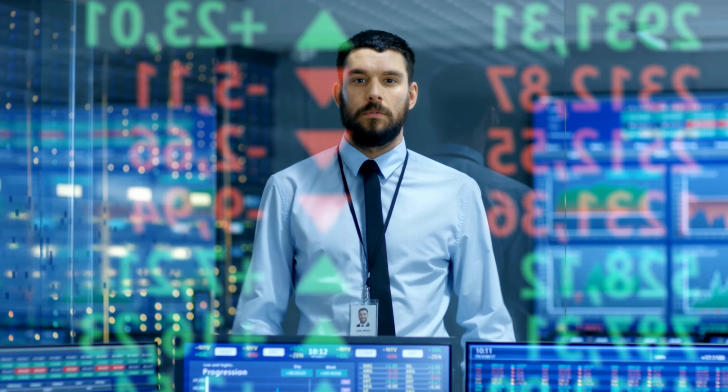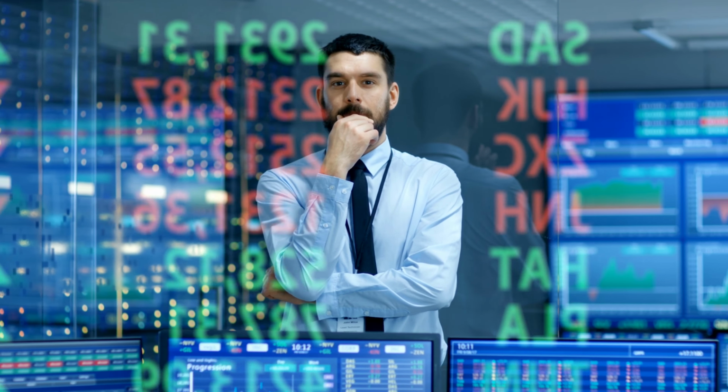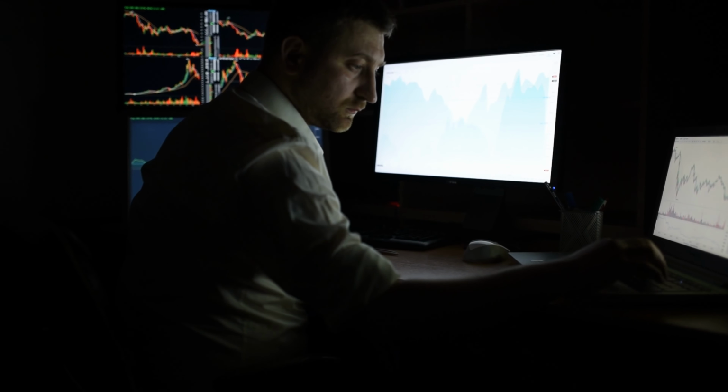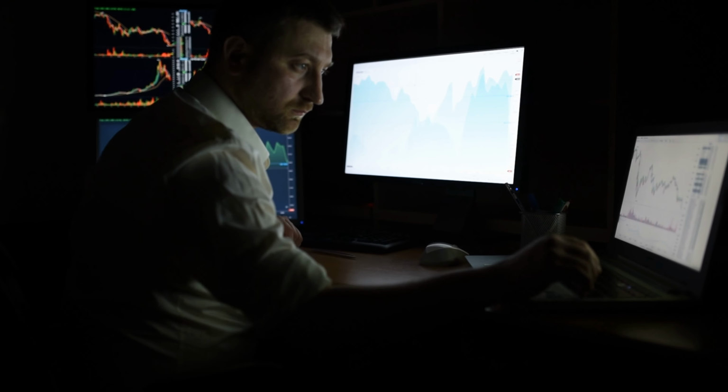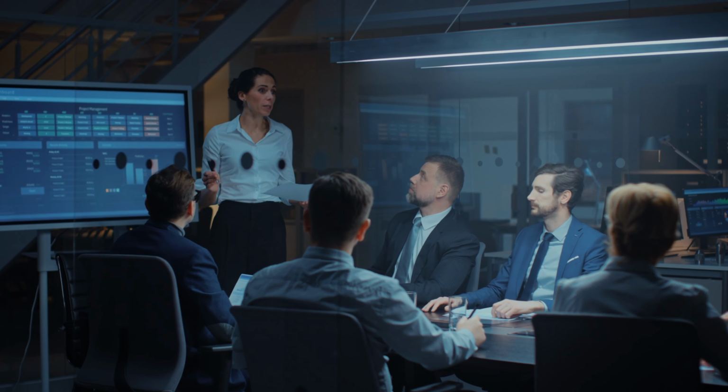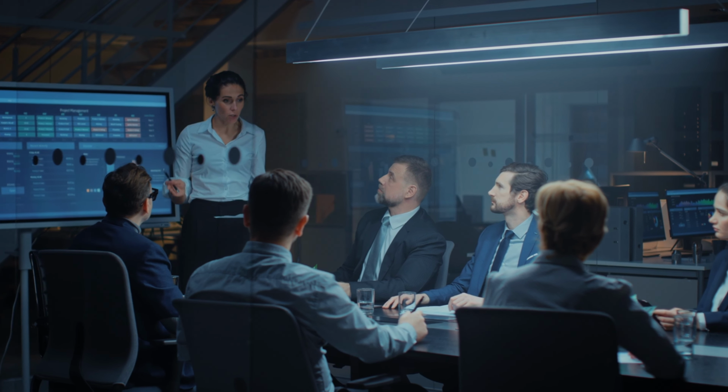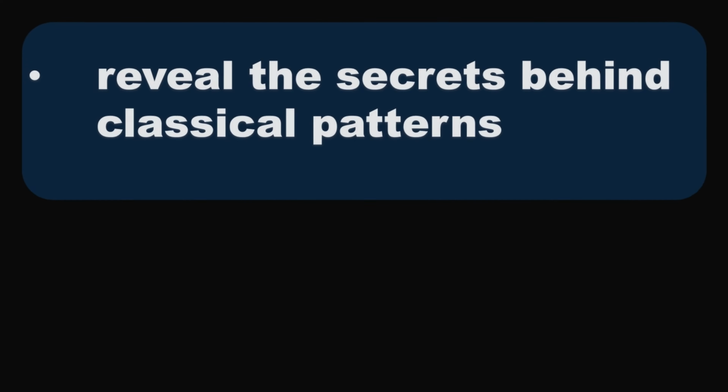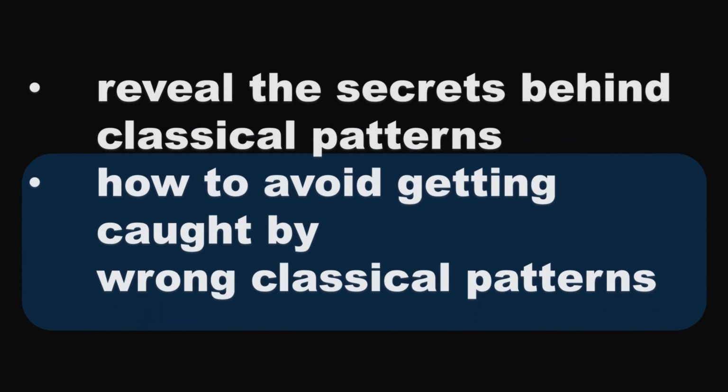We applied multiple rules to see if they really increase the win rate of classical patterns and gathered some of the most interesting results. We concluded that classical patterns work under certain conditions when some repetitive patterns happen in the market. In this session, we will reveal the secrets behind classical patterns, and also, we are going to show you how to avoid getting caught in wrong classical patterns.